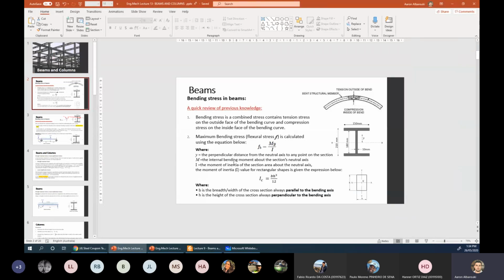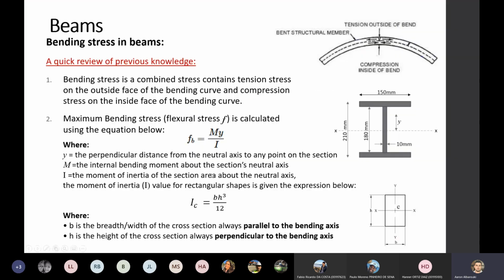Let's go back to today's lecture, talking about bending stress again. So, bending stress is made of two different forms of stresses. These two forms of stresses are tension and compression stresses. These two different stresses are normal stresses. Each one of them has its own way to be calculated. But now to calculate the bending stress, we have a slightly different formula.